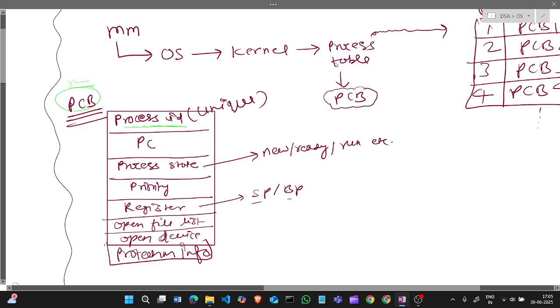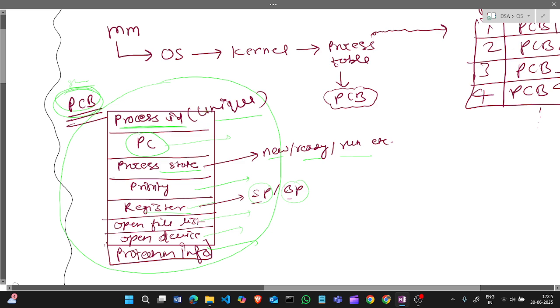There is a unique process ID, and a program control pointer. There is the process state, whether it is in a ready state, run state, or termination state. There is priority, whether it is a high priority or low priority process. Registers are also there, stack and block pointers, and the open file list, open devices, and protection information. So all the information about the process is stored in a PCB with a unique ID. So this is the PCB.